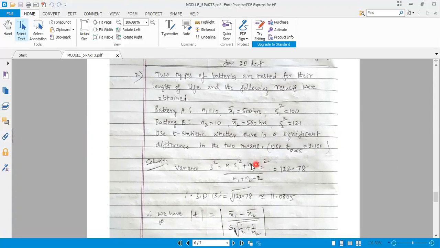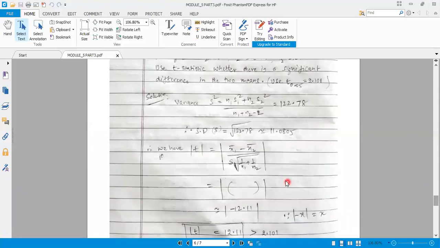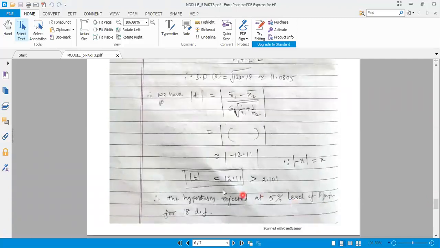As in the case of the previous problem, substitute all these entries in this formula, and we get the variance. It is found to be 122.78, or the standard deviation is 11.08. So we have the statistic t equals x1 bar minus x2 bar divided by s into under square root 1 by n1 plus 1 by n2. After simplification, it is found to be 12.11, which is clearly greater than the table value. Hence, we are going to reject the hypothesis here because the calculated value is greater than the table value.